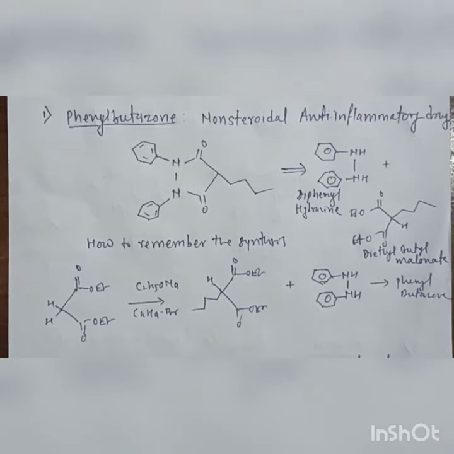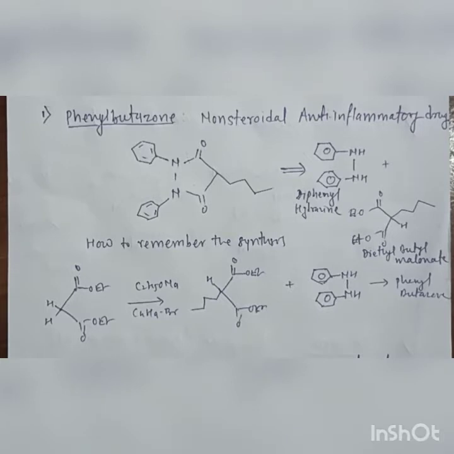So first of all, you will have to remember the structure of phenylbutazone and then look for certain disconnections in the bonds so as to obtain the starting material. This is a very easy way to remember the starting materials from which phenylbutazone will be prepared.